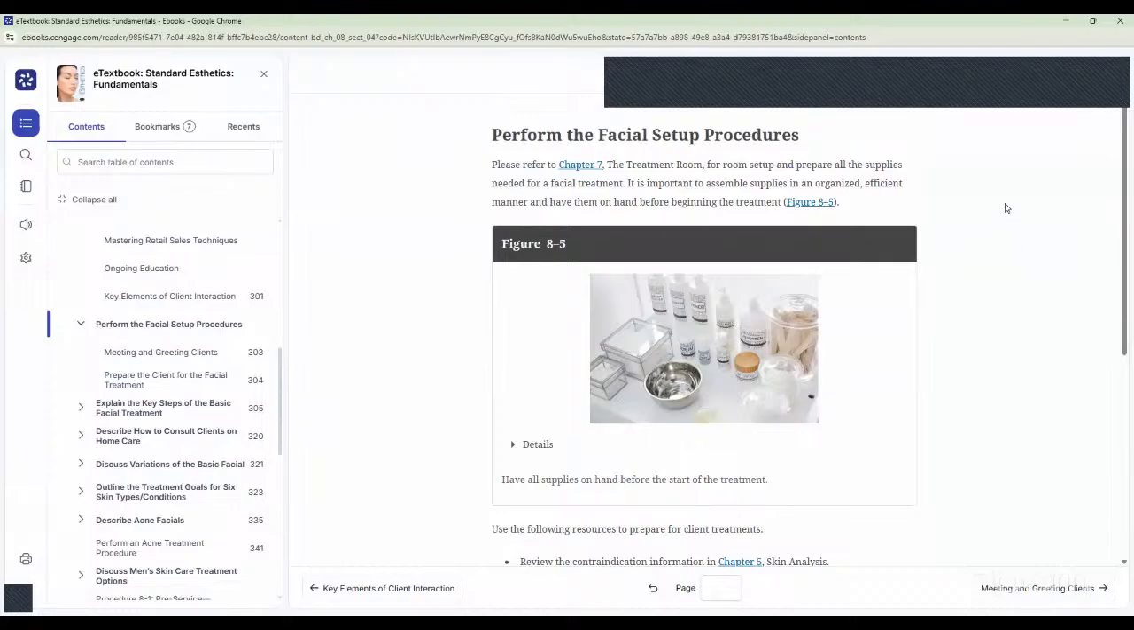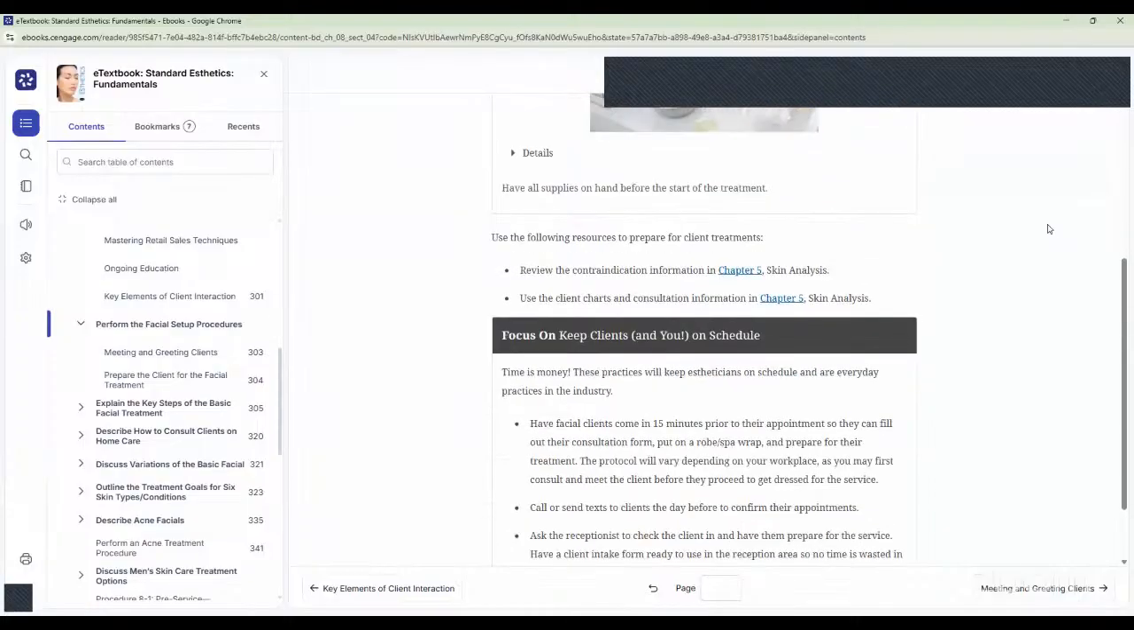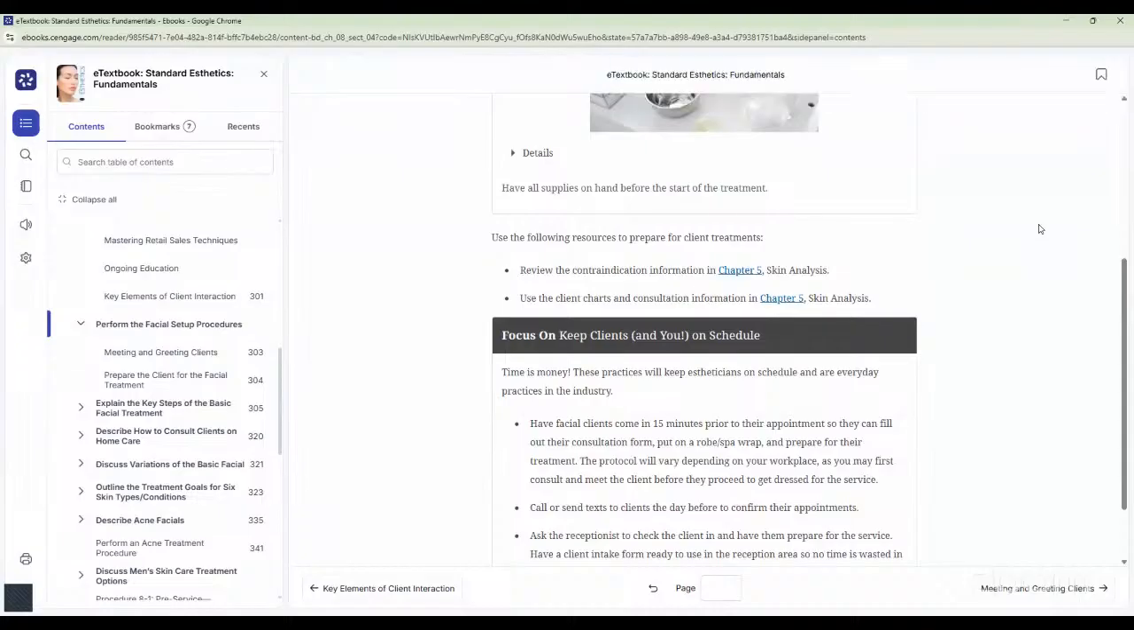Okay. As we look into performing the facial setup procedures, there's going to be a reference always to chapter 7, because that's the pre-treatment classroom. Okay. But also using the following resources to prepare for client treatments, you will reflect back to chapter 5. You said, because we're in chapter 8. Yes, but every chapter builds you up to get to this point. Okay. So chapter 5 and chapter 7 are great aspects of you preparing to do actual facial services.